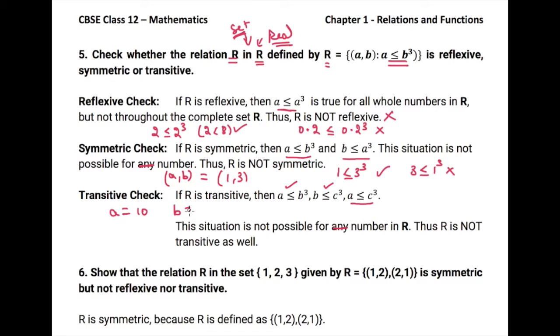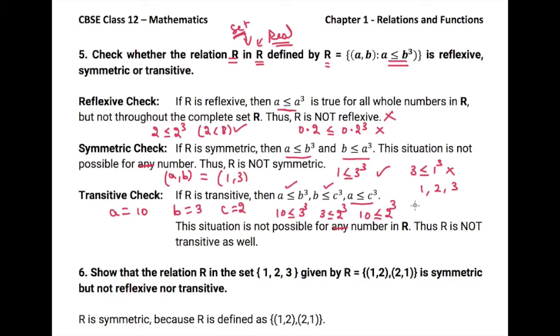and b equal to 3 and c equal to 2, 10 is less than or equal to 3³, this is true, b less than or equal to c³, so 3 less than or equal to 2³, this is true, but 10 less than or equal to 2³ is not true.